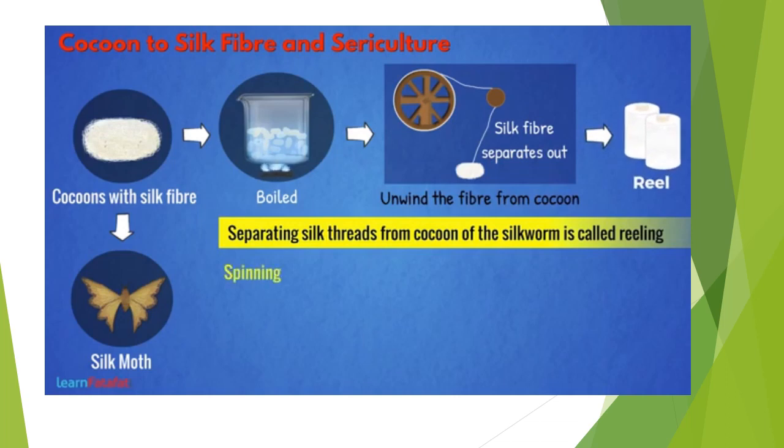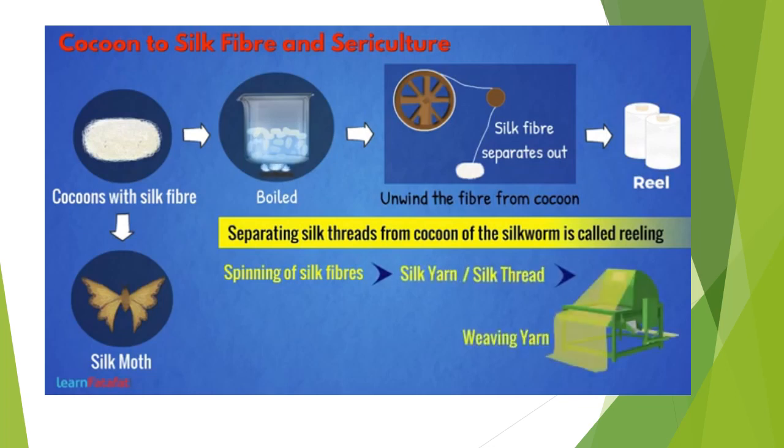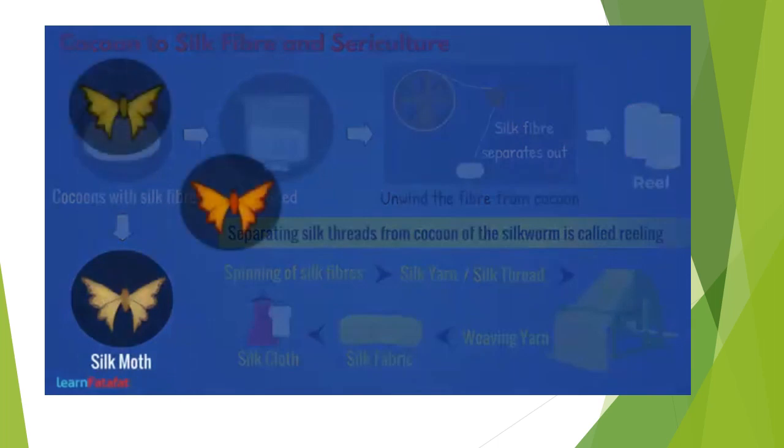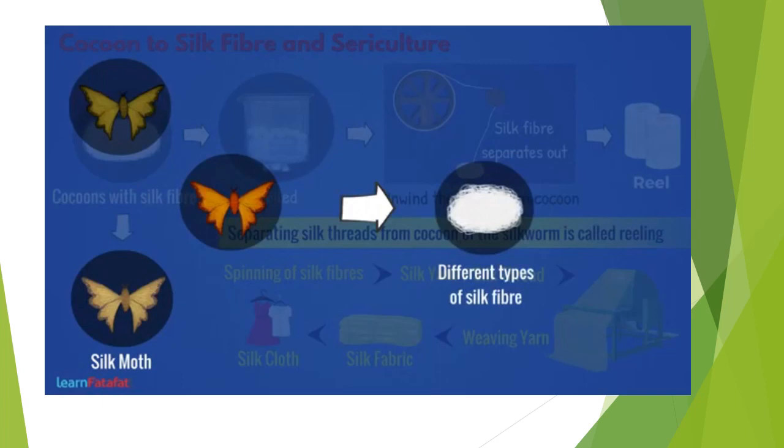The spinning of silk fibers produces silk yarn or silk thread. By weaving the yarn, we produce silk fabric, and then silk cloth can be formed. There are different kinds of silk moths which produce different types of silk fiber. The differences arise based on the texture, that is coarse, smooth or shiny appearance of the fiber.